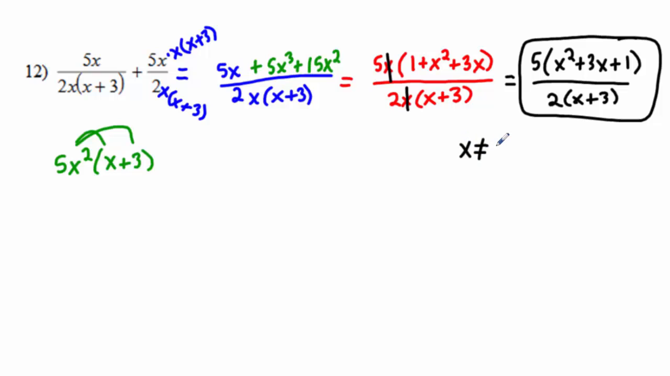X can't be negative 3, but even though I canceled out the other x, which would be a 0, it still restricts our problem because at the very beginning, we couldn't plug in 0.